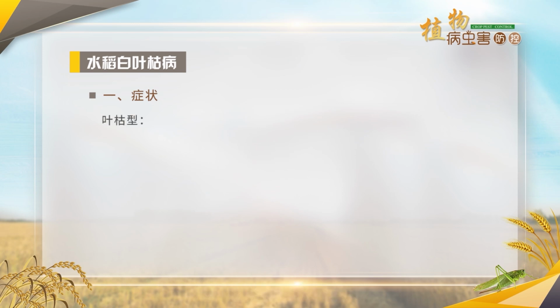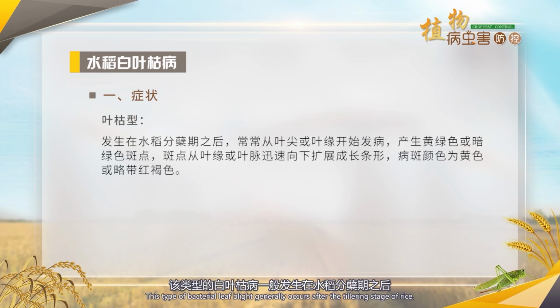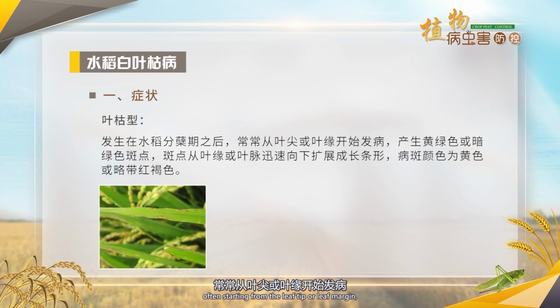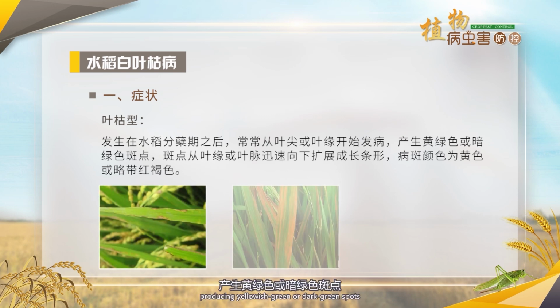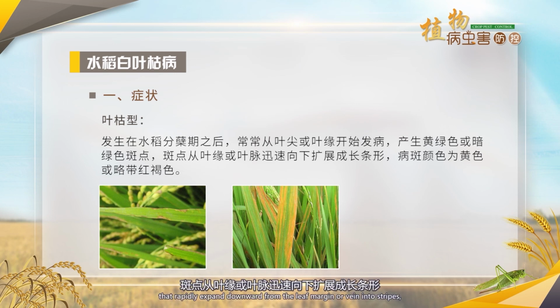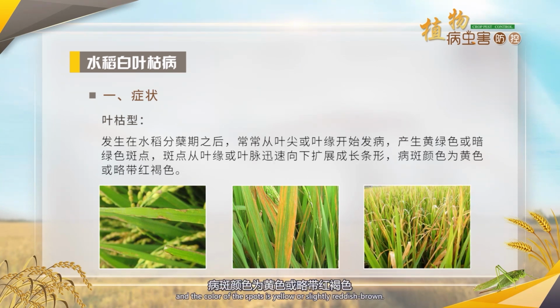There are many types of symptoms of the disease, and the most common is the leaf blight type. This type of bacterial leaf blight generally occurs after the tillering stage of rice, often starting from the leaf tip or leaf margin, producing yellowish-green or dark green spots that rapidly expand downward from the leaf margin or vein into stripes, and the color of the spots is yellow or slightly reddish-brown.